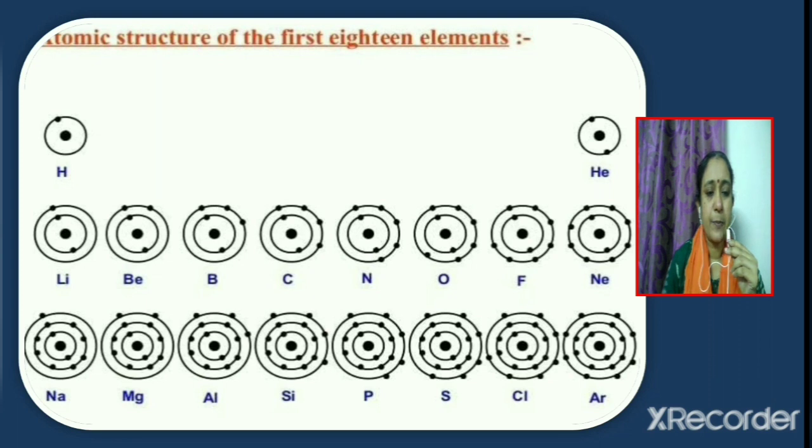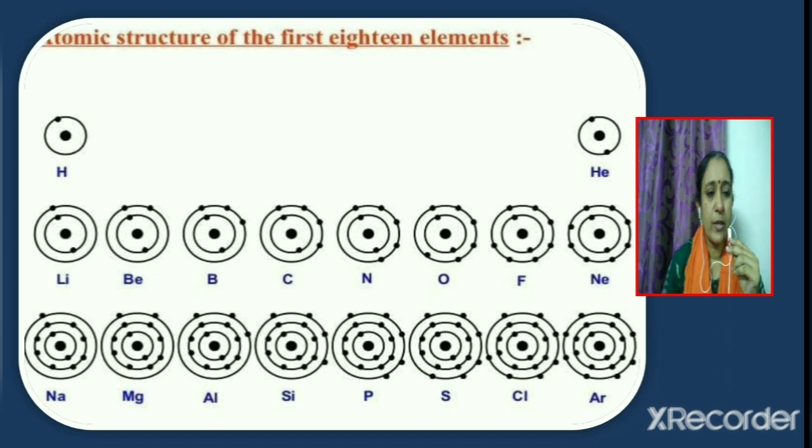Now another example, consider sulfur. Number of electrons 16. So 2 electrons should be shown in the first shell, that is K shell, then 8 electrons in the second shell, that is L shell, and 6 electrons in the M shell.